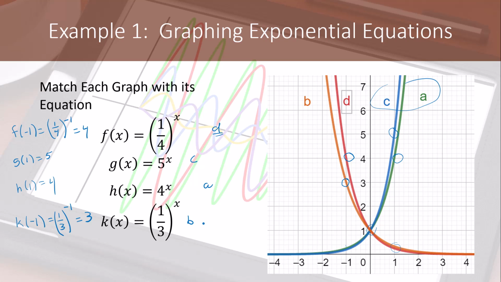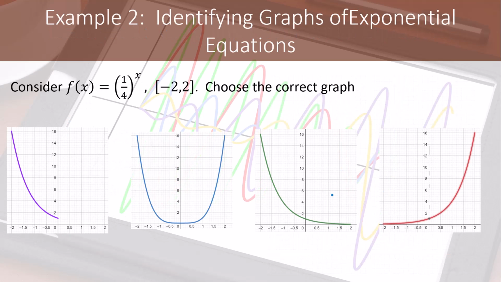And that is how you would approach that particular problem. Example 2, we are given a function. And apparently we're going to have f of x, which is defined between -2 and 2, and we want to choose the correct graph.